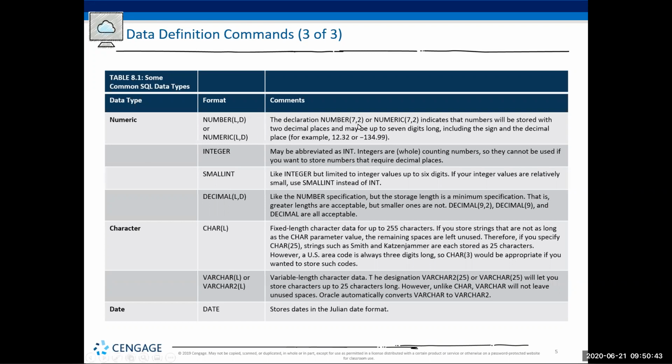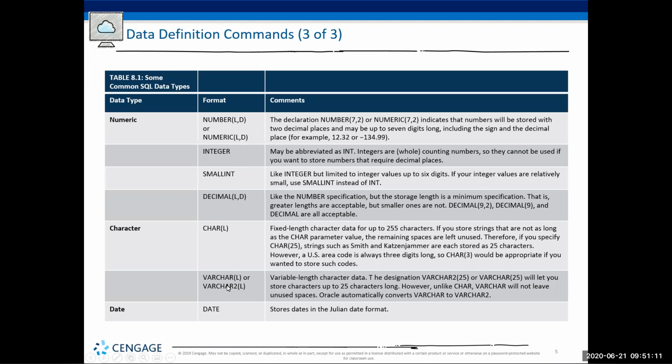If you put a 2 there, like this one, that means if you input 12.3222222, the database will actually only store 12.32, 2 digits after the decimal. So sometimes when you declare, especially numeric data types, or sometimes character data types, you can set some parameters.